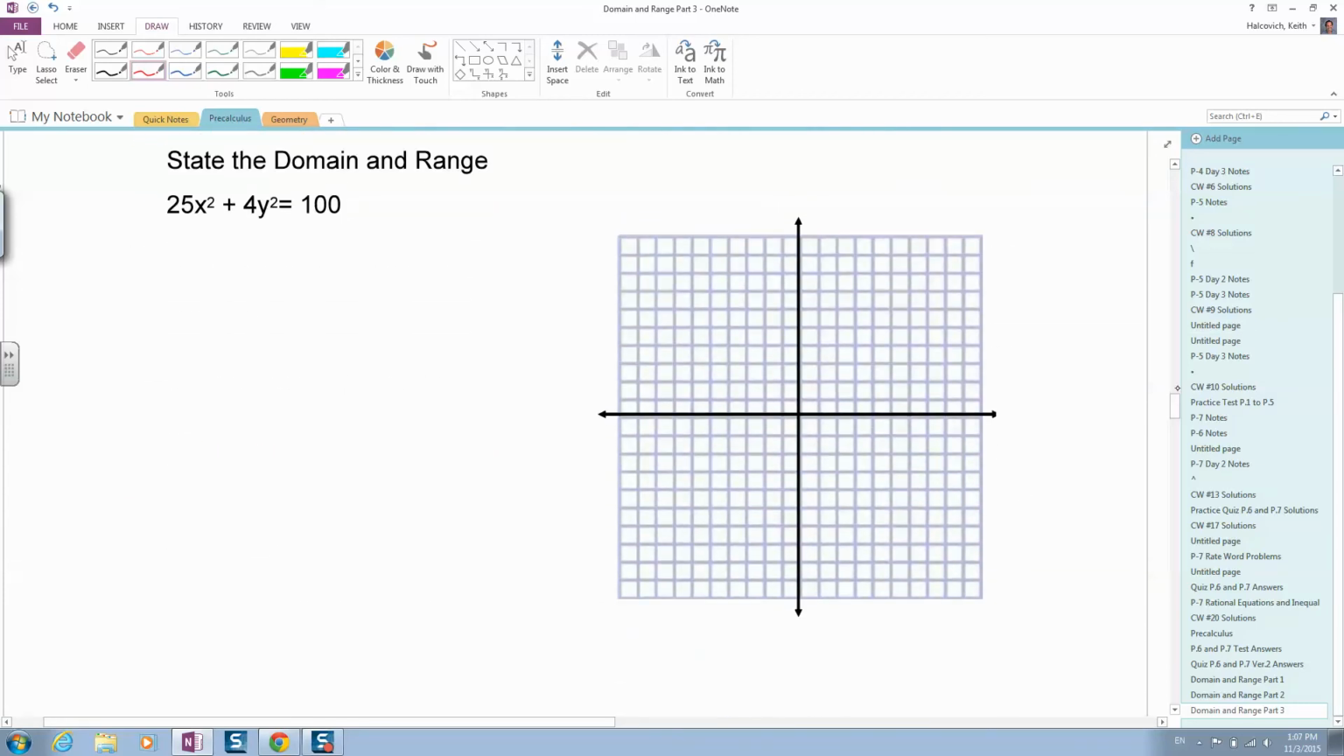All right, so then the next one you look at, notice it's a plus sign, but different coefficients. So this is an ellipse.